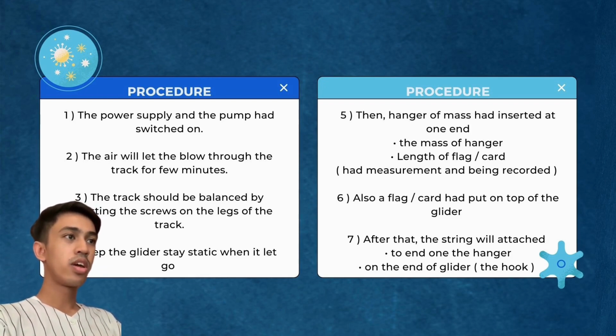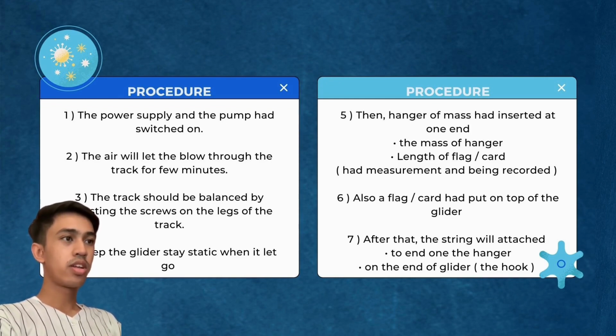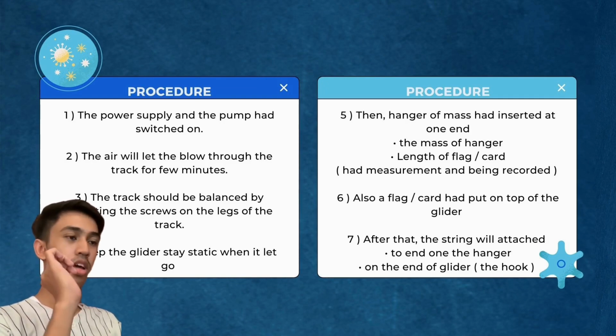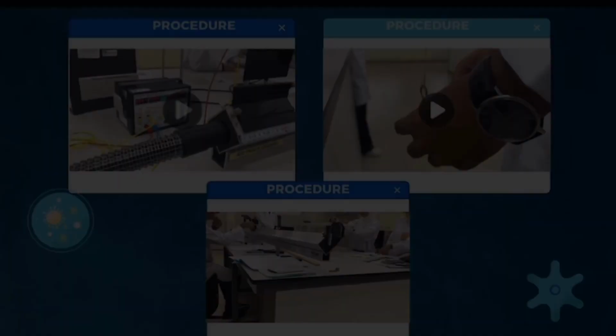Fifth, the mass of the hanger and the length of the flag or cut must be measured and recorded. After that, the flag has to be put on top of the glider. And lastly, attach the string to one end of the hanger and the other end to the hook of the glider. As you can see, there are 3 videos we provide from the lab experiment.